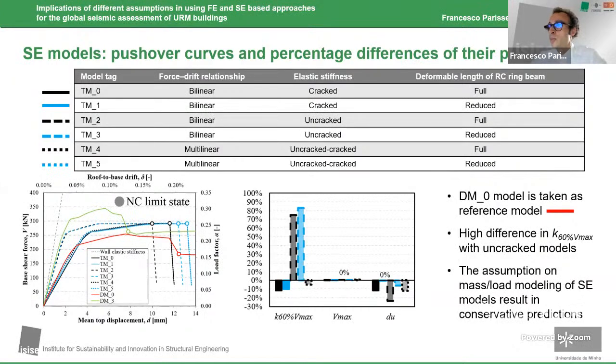in these slides, in which, of course, the differences are estimated against the reference model DM0, which is the red curve here. And I also plotted the green pushover curve, which is related to a distributed mass. So we can see that basically the results from the structural element models are within the range given by these two pushover curves from the finite element model. Of course, the highest differences relate to TM2 and 3, which have the uncracked elastic stiffness.